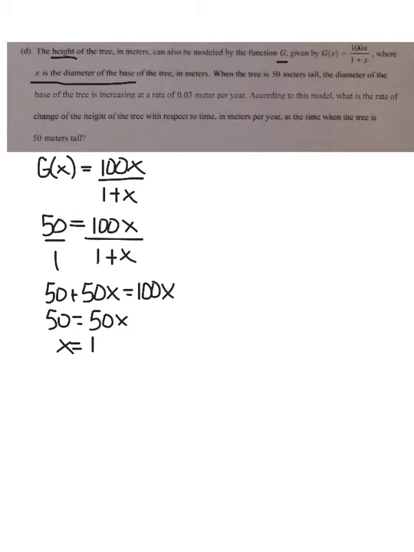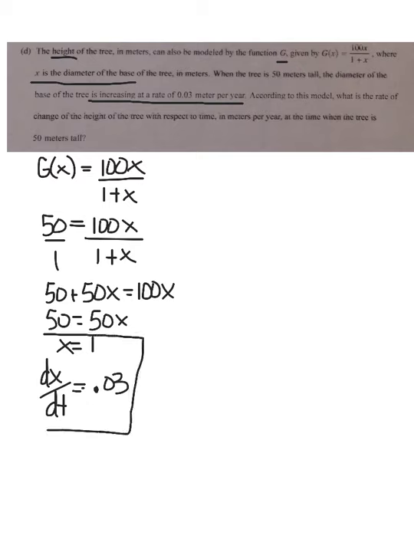Okay, so I'm back at that second sentence again, where it says, when the tree is 50 meters tall, the diameter of the base of the tree is increasing at a rate of. Okay, so that is a rate, and that's the rate of the diameter increasing. So wouldn't that be dx dt? And that would be 0.03. Right, so we know x equals 1. We know dx dt is also 0.03.